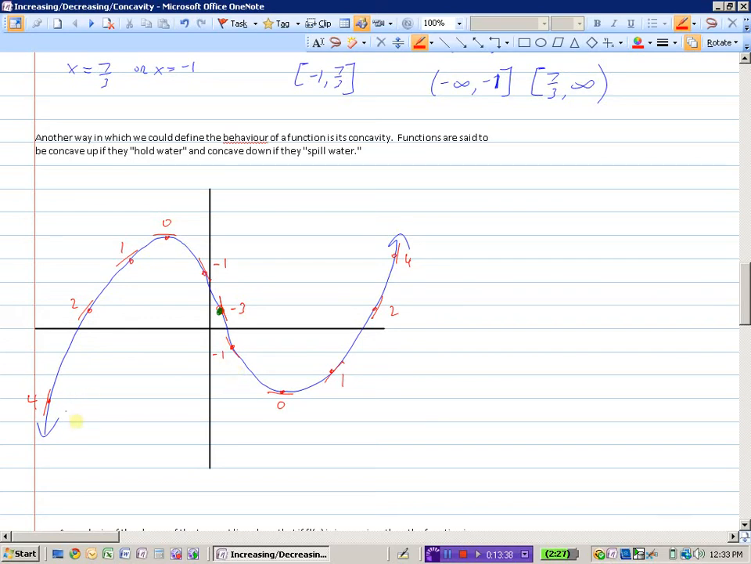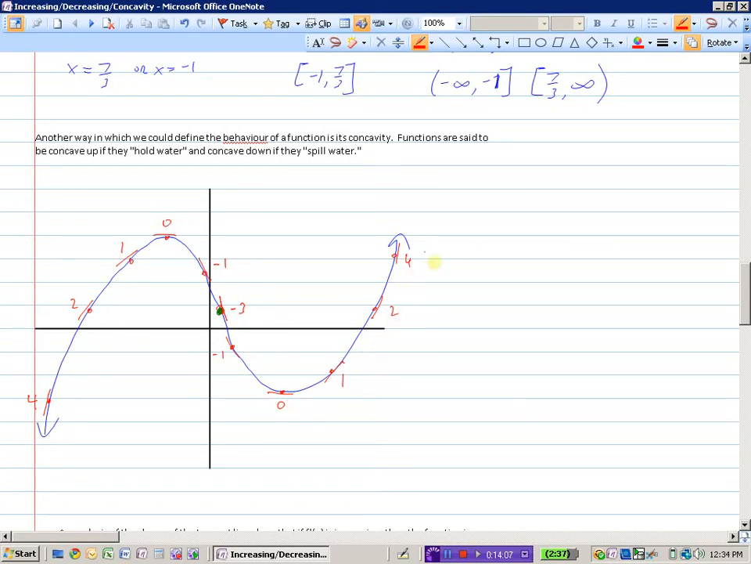Well, if we look at the slopes here, this is the point where our concavity changes from concave down to concave up. Watch what's happening to the slopes. 4, 2, 1, 0, -1, -3. The slopes of the tangent lines are all getting smaller. They're decreasing until we hit this point. Then the slopes of the tangent lines start to increase again.